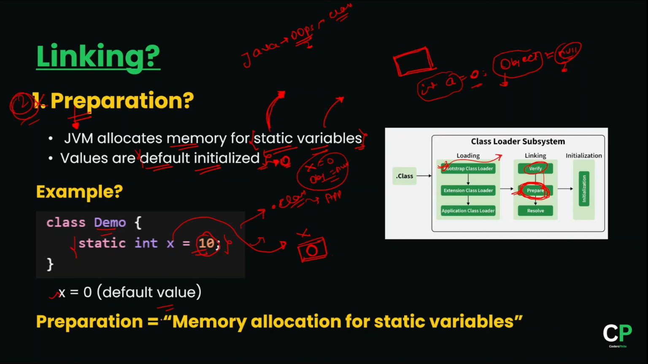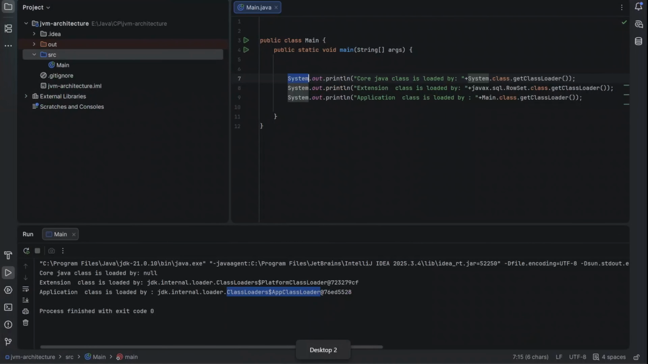So what does preparation mean? Preparation means the memory allocation for the static variables. And what is a static variable? Static variables are the variables for which we don't need to create the object, and we can directly access these variables using the class name. Let's see with the help of one example.